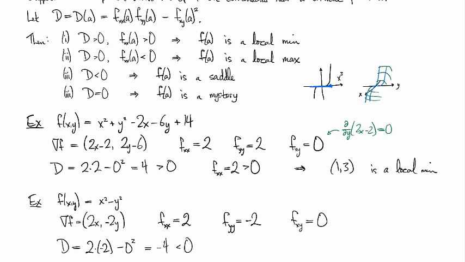Since it's negative, we don't actually need to check fxx or fyy. That's not part of the test in the case when D is negative. We just immediately learn that there's a saddle point at the origin. Properly speaking, I should say f of 0, 0 is a saddle, and f of 1, 3 is a local min.